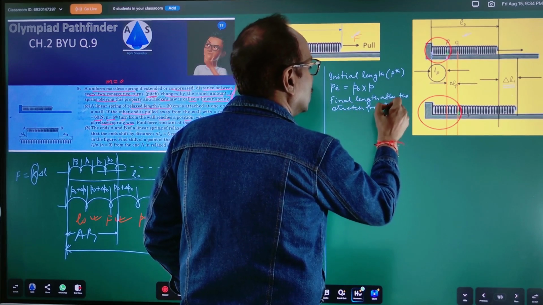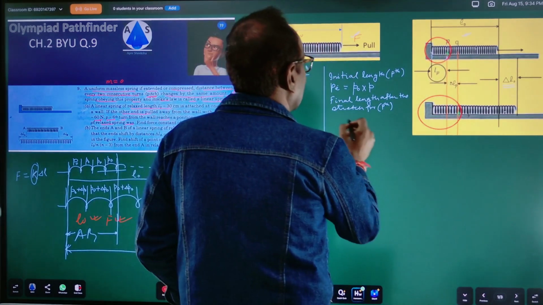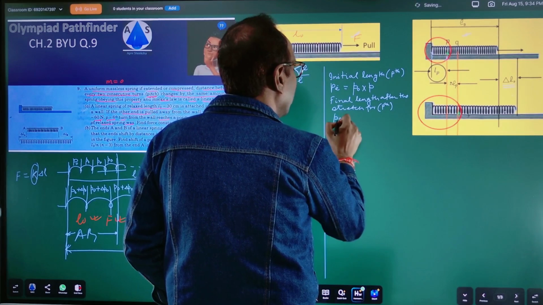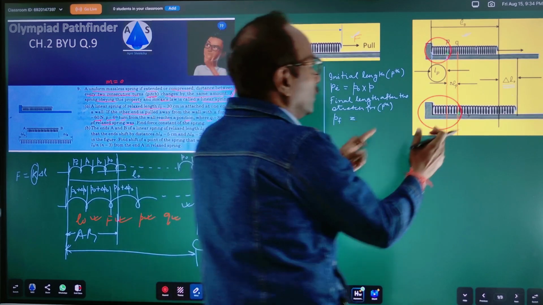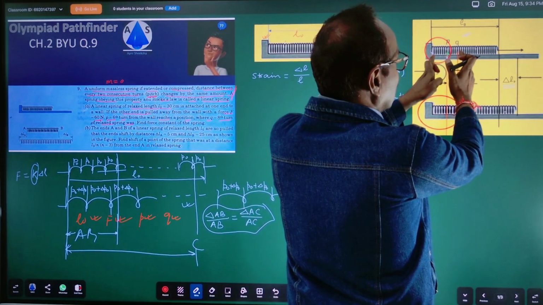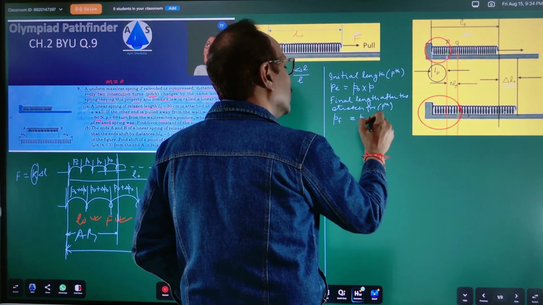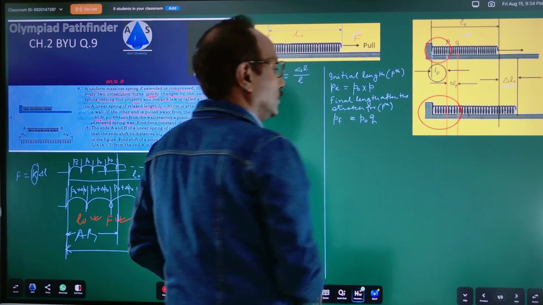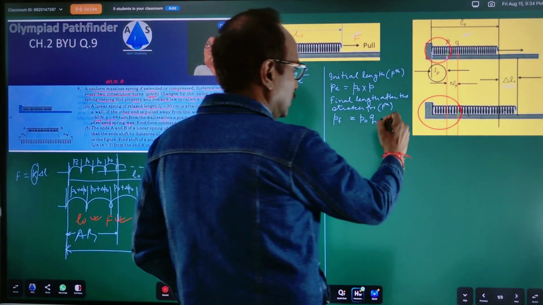For the section of the spring from the wall till the P-th turn, if we write PF, so you know the Q turn length, and that is equal to P naught into Q. So this is important to understand.